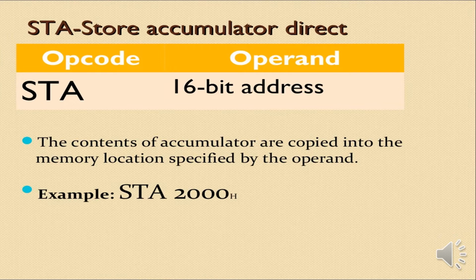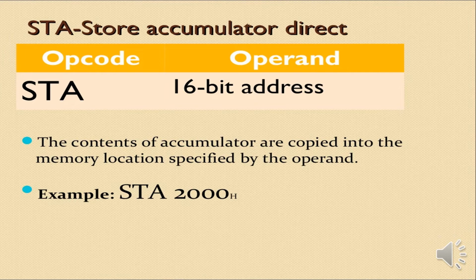STA is store accumulator direct. The opcode is STA and the operand is a 16-bit address. The address may be a memory pointer or given by the HL register pair. The content of the accumulator is copied into the memory location specified by the operand. Example: STA 2000H. Here 2000H is the memory location, the destination, and the source is the accumulator.